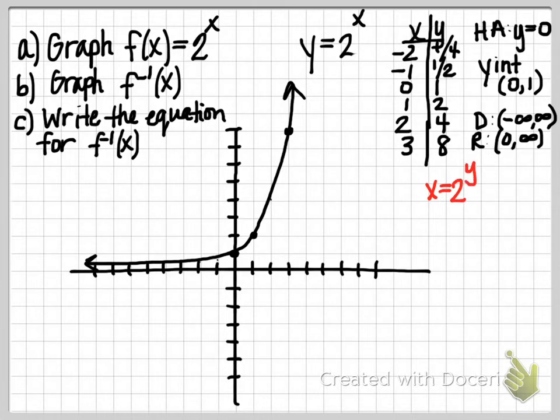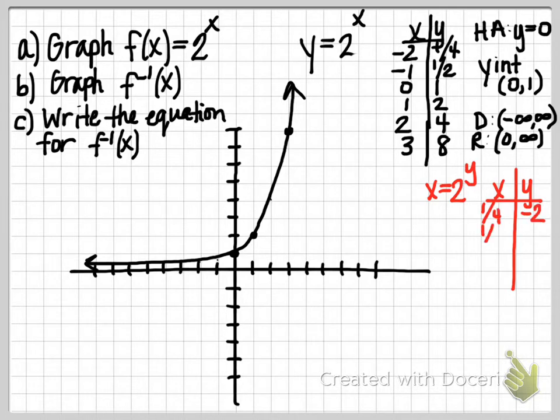That would be my inverse. So taking a look at the table that I've already generated, we can use our table to help us graph the inverse by just simply switching the x and y values. So instead of -2, 1/4, we'll be graphing 1/4, -2.